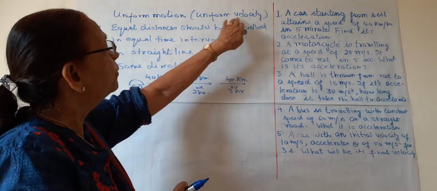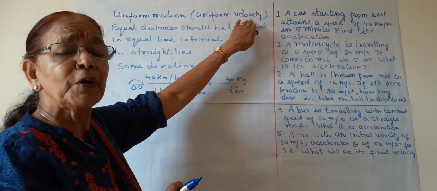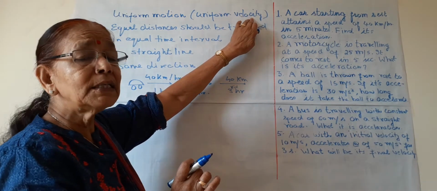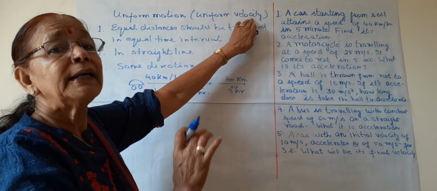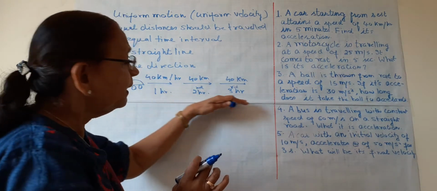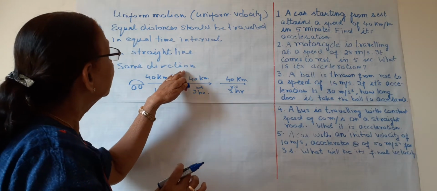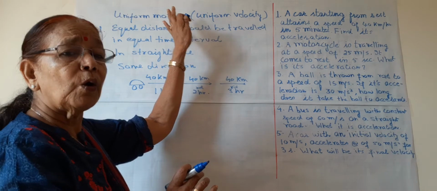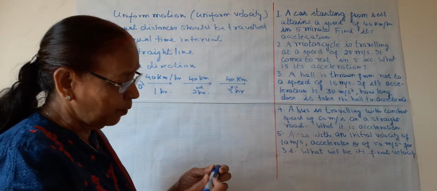Why we call it uniform velocity and not uniform speed? Because velocity is speed with direction. Here we are taking into consideration the direction. So it is uniform velocity or uniform motion.